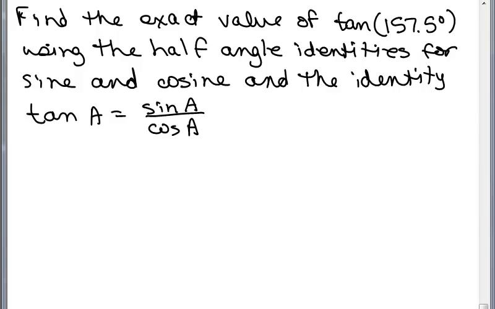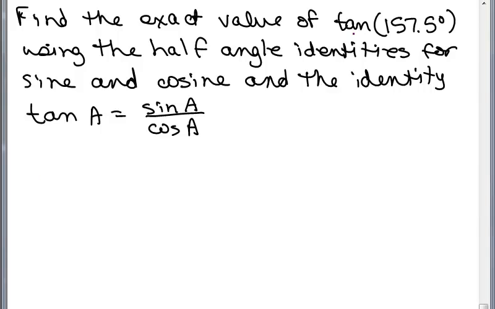We are going to find the exact value of the tangent of 157.5 degrees using the half-angle identities for sine and cosine, and then the identity that the tangent of A equals the sine of A over the cosine of A.